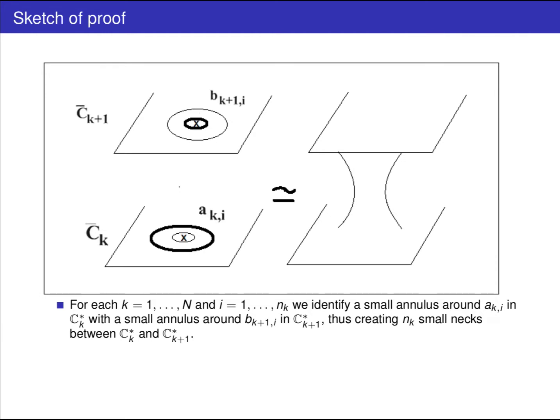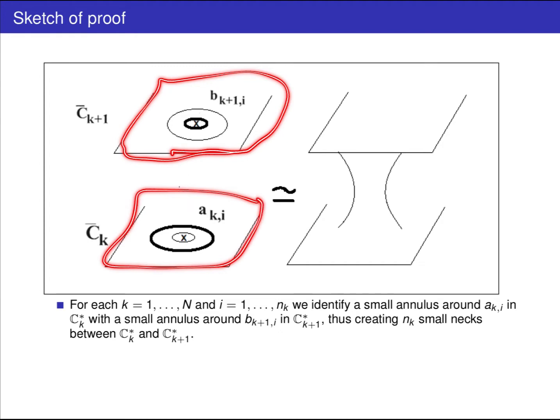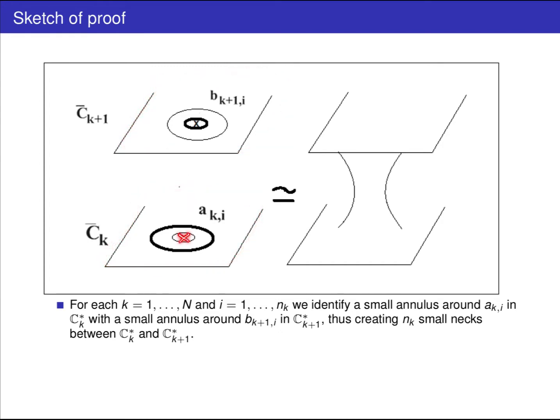So we're going to take these copies of C_k star and the corresponding Gauss maps on each of them, the g_k(z)'s, and we want to combine these together. So for each k equal 1 up through capital N, and each i ranging between 1 and n_k, at each level, we'll identify a small annulus around the a_{k,i} in the C_k star, with a small annulus around the b_{k+1,i} in C_{k+1} star. So for example, here's our C_{k+1} star, our C_k star. So there's the a_{k,i} location corresponding to the b_{k+1,i} location.